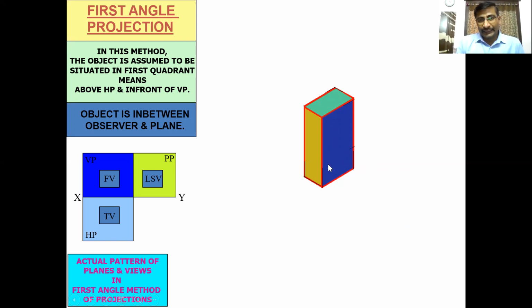When looking from this side, the observer is looking like this. This is a rectangular shape, which will be the visible surface. This surface is visible. Clear? From the side view, this yellow surface is visible. From the top view, this green surface is visible. So for this rectangular block, for the front view, we have to observe from this side. For the top view, we have to observe from this side. For the side view, you have to observe the object from this side.